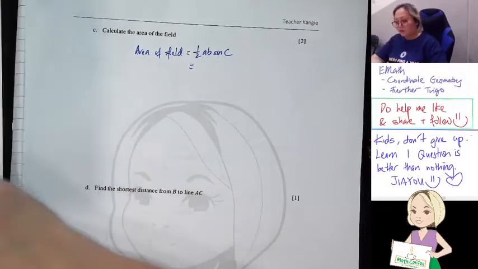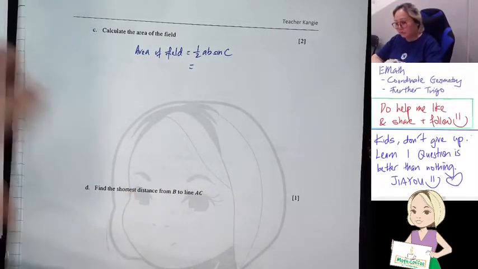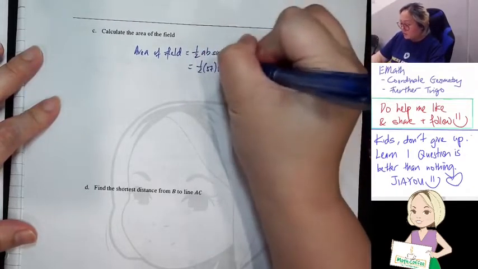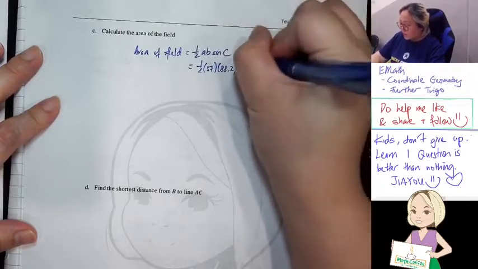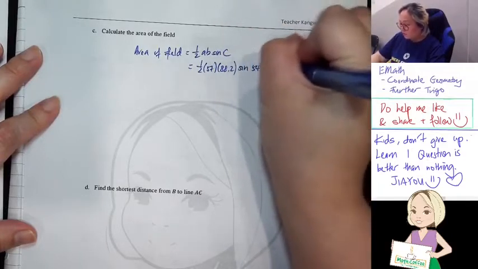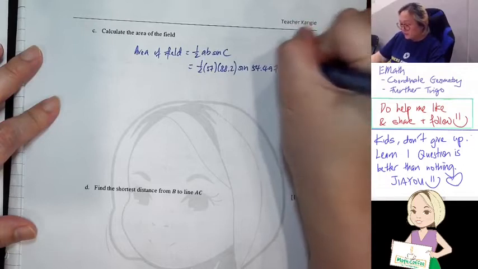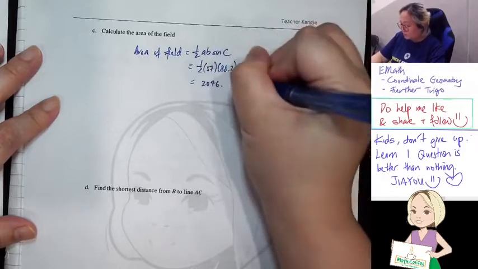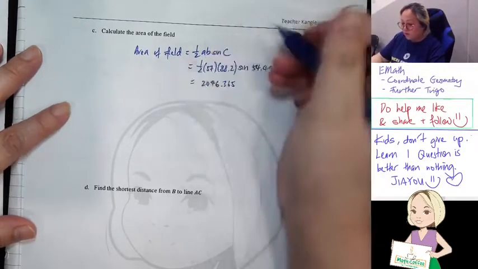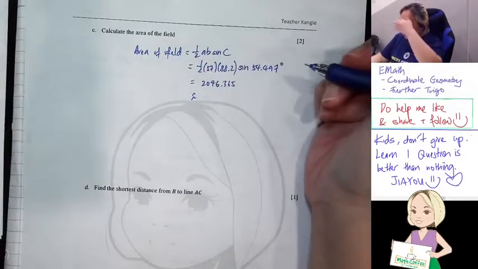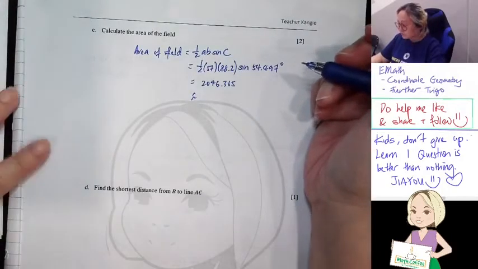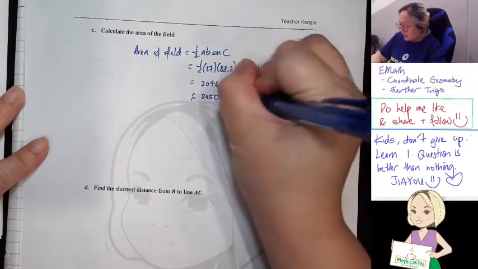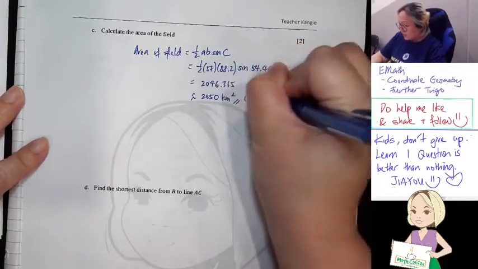Okay, area of the field. So it will be half times 57 times 88.2 times sine 54.497 degrees. And you get 2046.365. Round it off to 3 SF. 2050 km squared. 3 SF.